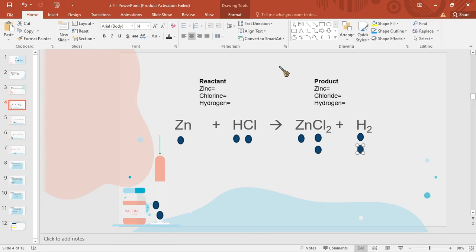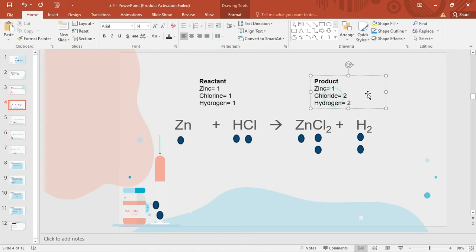Okay. Is the equation already balanced? No. We must put 2 in front of HCl. We go slow. Zinc in the reactant we have one, correct? Chlorine is one. Hydrogen is one. At the product, zinc 1, chlorine 2, hydrogen 2, hydrogen gas 2.